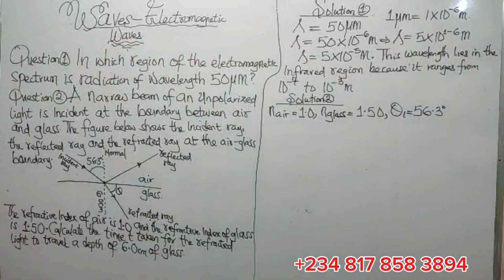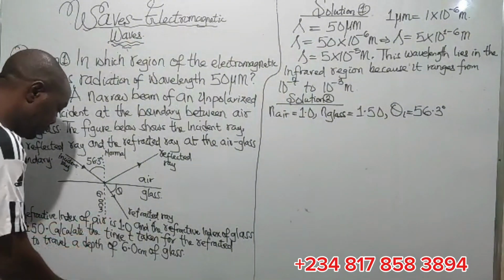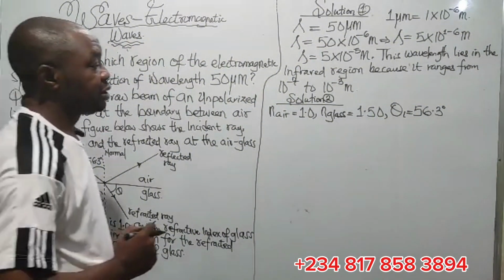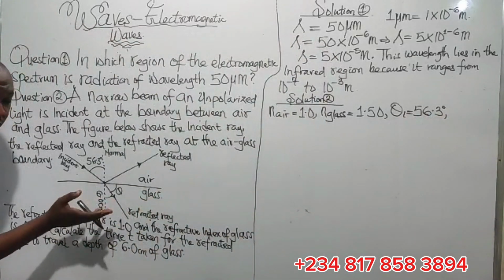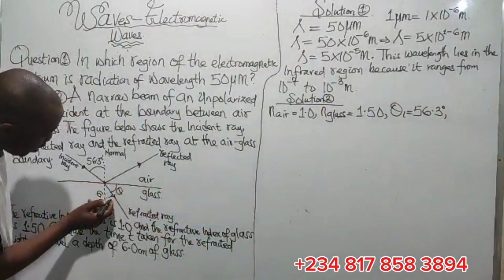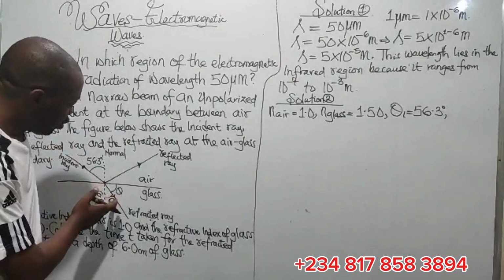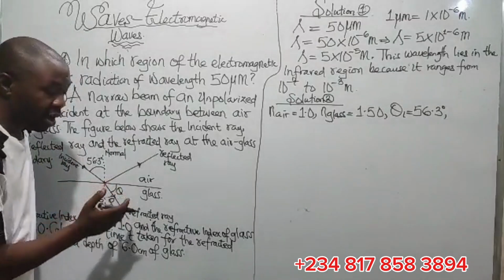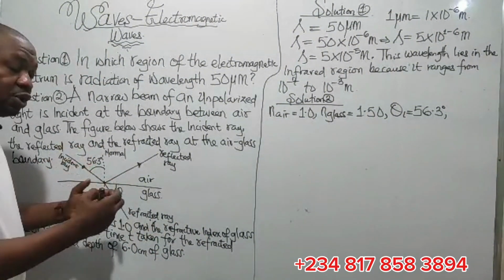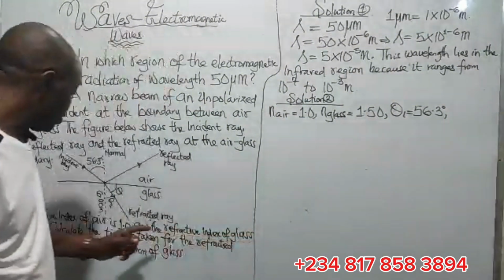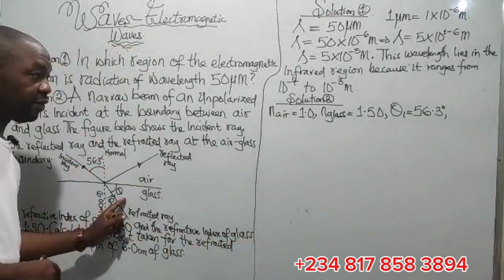Let me get my calculator. We have 56.3 degrees. So we need to find the refracted angle, the angle which the refracted ray makes with the normal. Let's represent that with θ2. When we know the refracted angle, then this other angle will be known, because the angle which the normal ray makes with the boundary is 90 degrees. So we can subtract this value from 90 to get the value of this other angle.